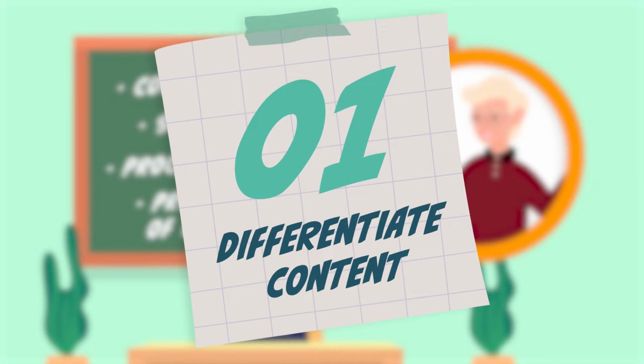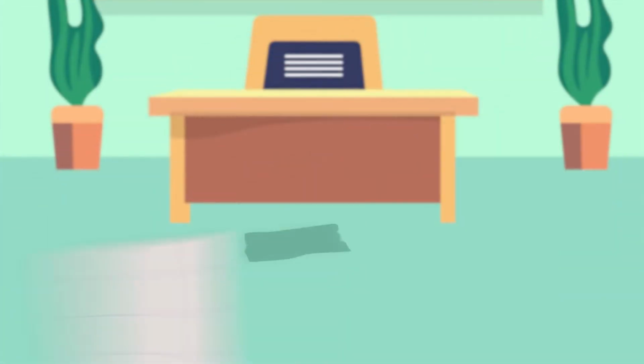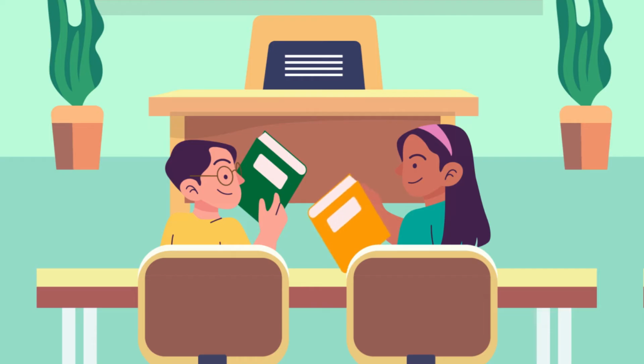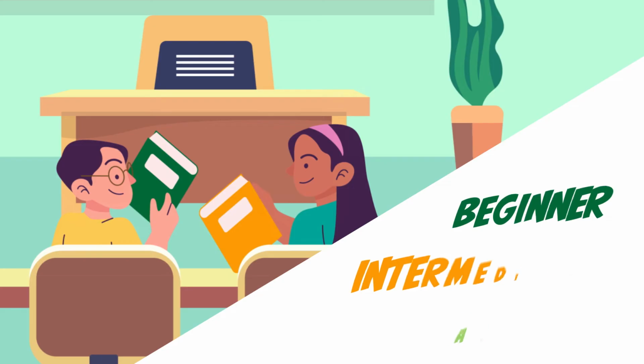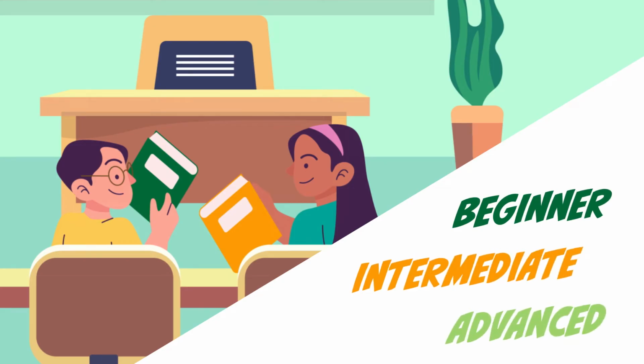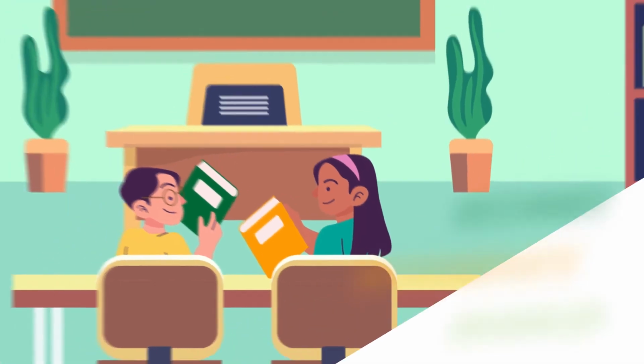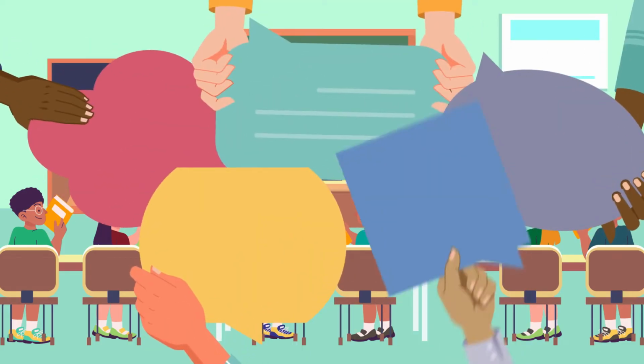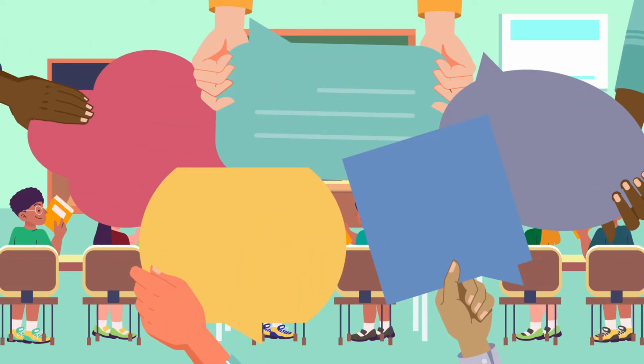Differentiate content. This means making changes to what students are going to learn and when. For example, a student who struggles with reading may be given a novel that is written at their reading level. This might create the ability to explore similar themes found in novels other students are reading. This allows a student with LDs to fully participate in class discussions and assignments.